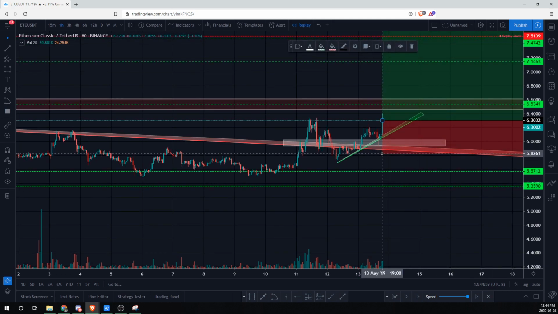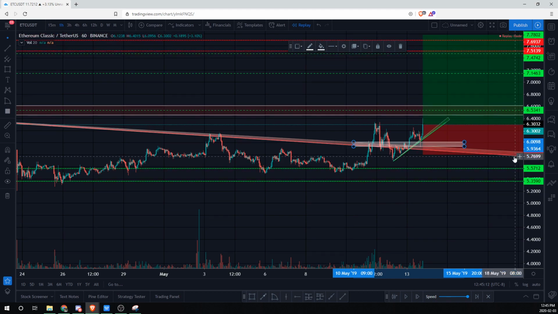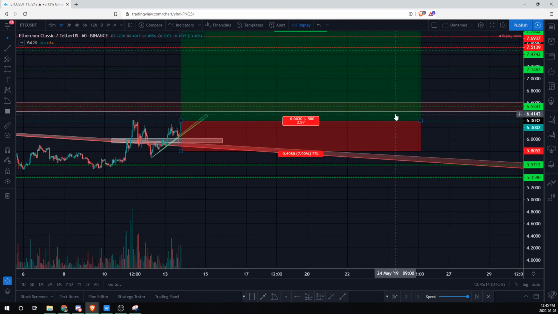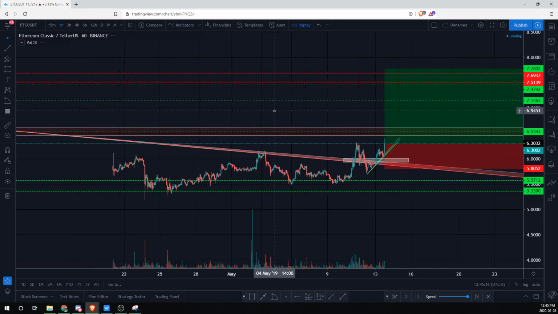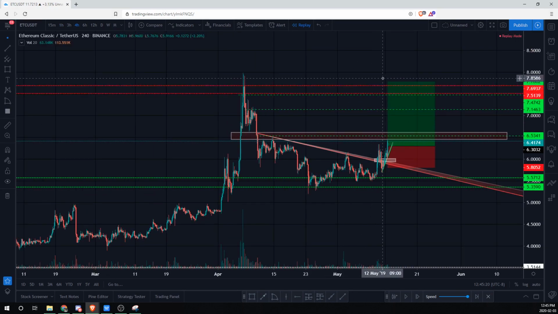I'm going to have my stop loss below the previous low, which is right here. This was the low that we entered on to get the initial momentum, and then this is going to be the low that we're going to be risking our trade off of. So we're going to have our stop loss below this market structure right here, which is going to be about 7.9% of a risk.